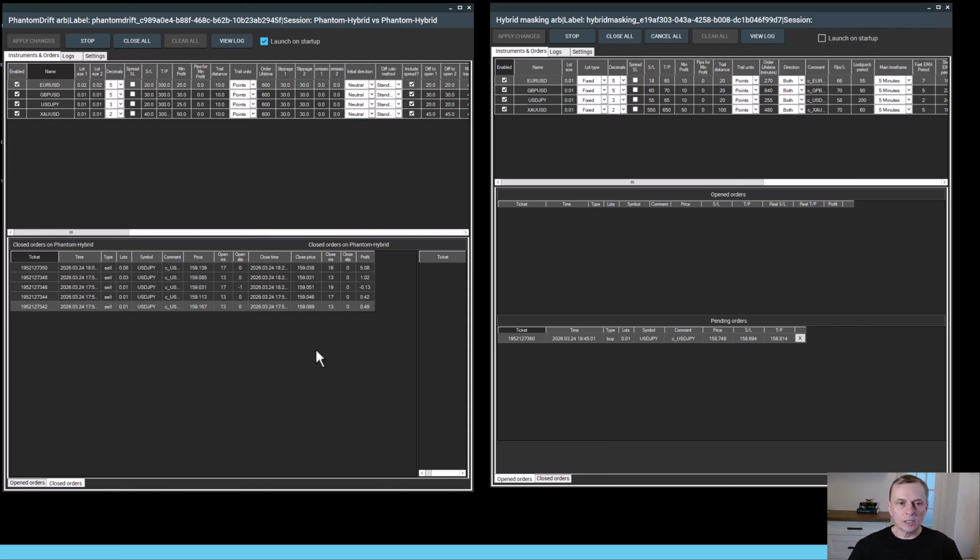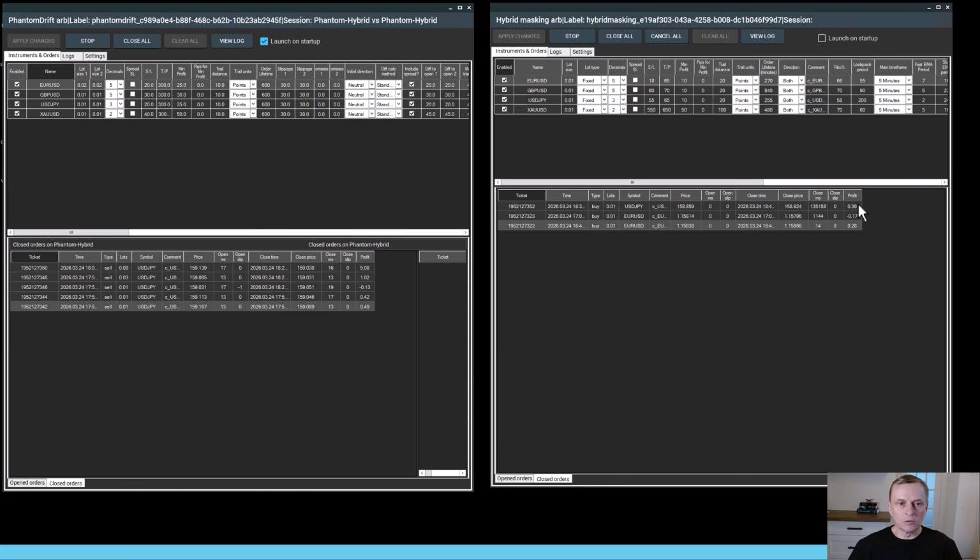So this strategy earns us money, and this strategy also disguises that money. Here we can see the closed orders. In principle, it also ended up being profitable, but we are not really counting on it to earn particularly well from the Phantom Drift strategy.